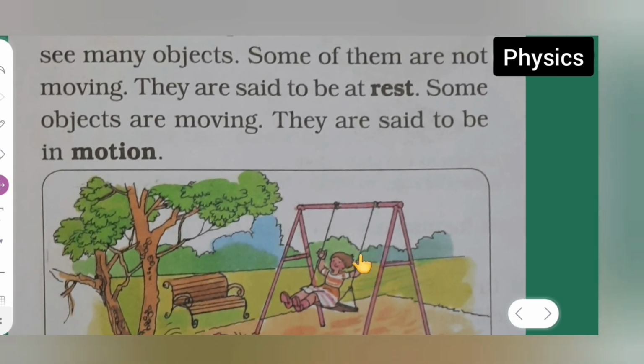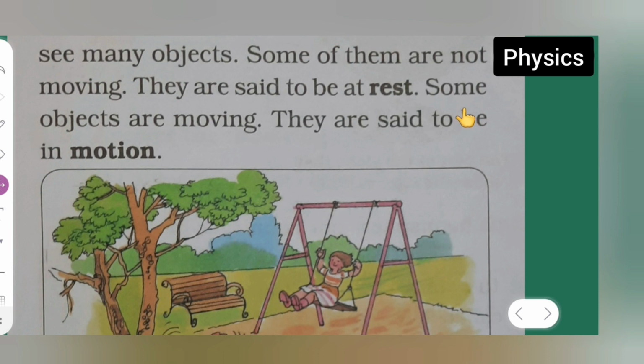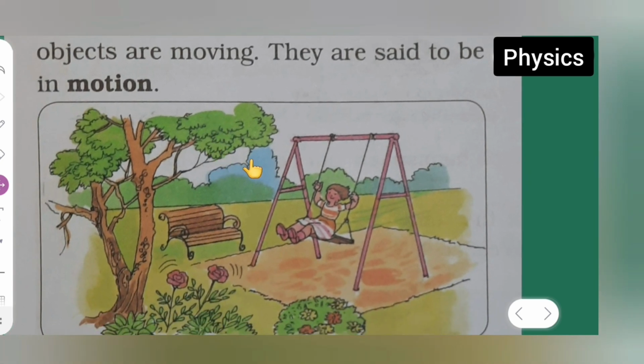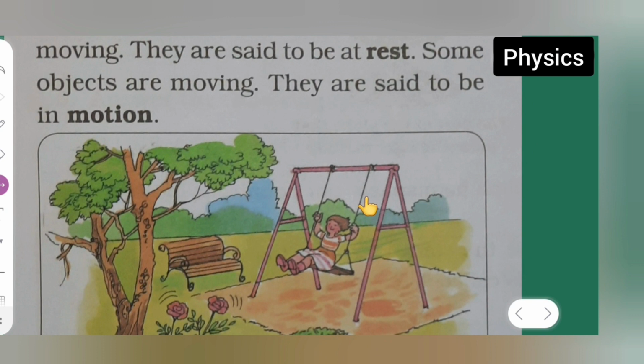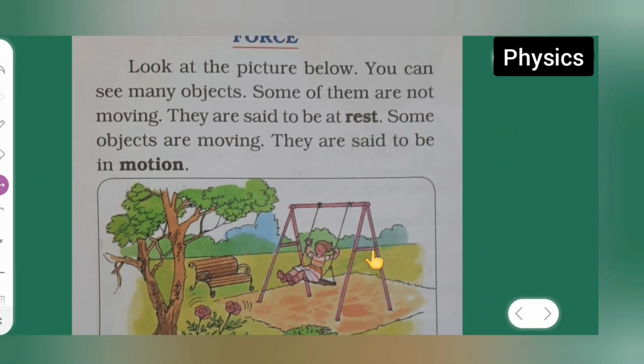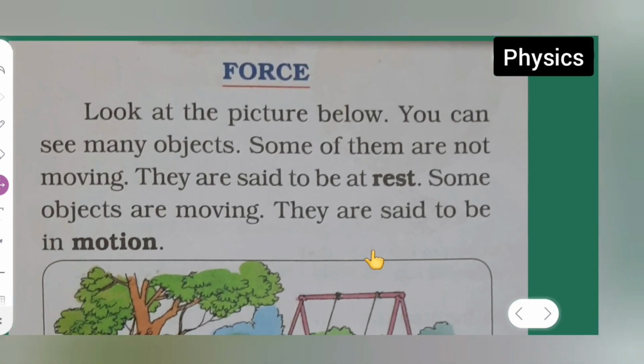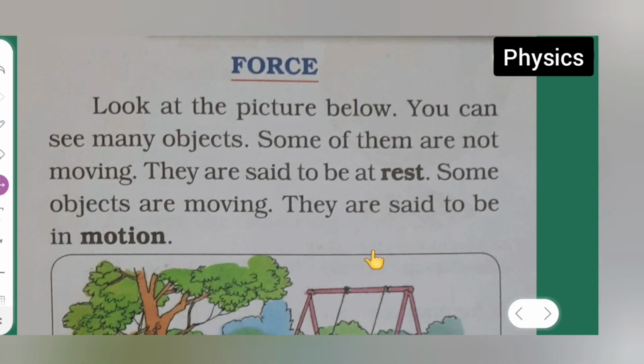Next, some objects are moving. They are said to be in motion. For example, the swing is moving, so it is said to be in motion. It is moving, right? You all can take down this.